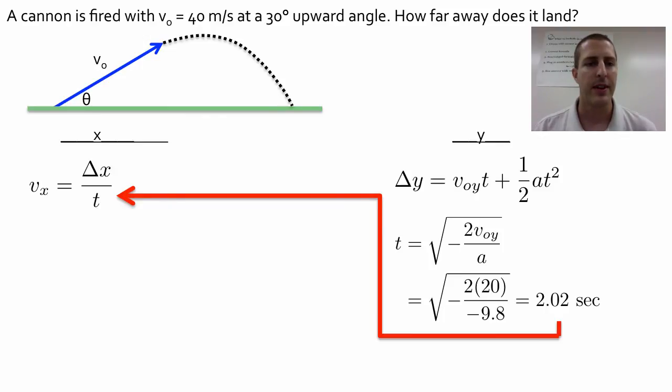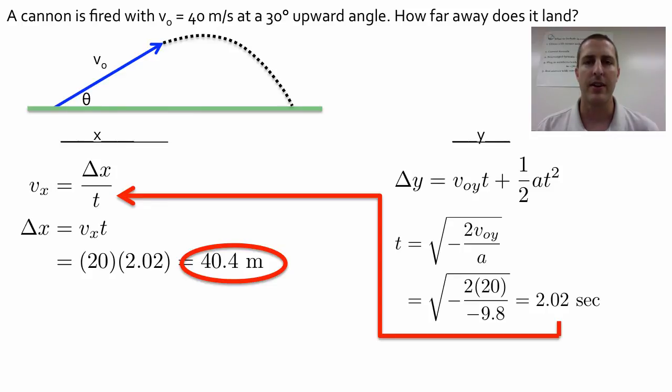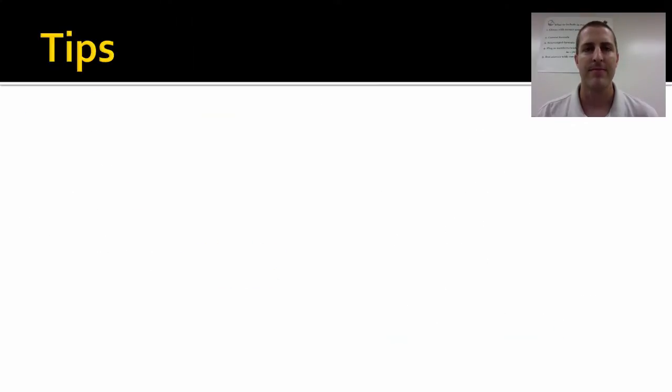So in the x direction, we take our equation. Let's rearrange it for delta x because that's what we're looking for. Plug in our numbers, including our time that we just found, and we get our answer, 40.4 meters.